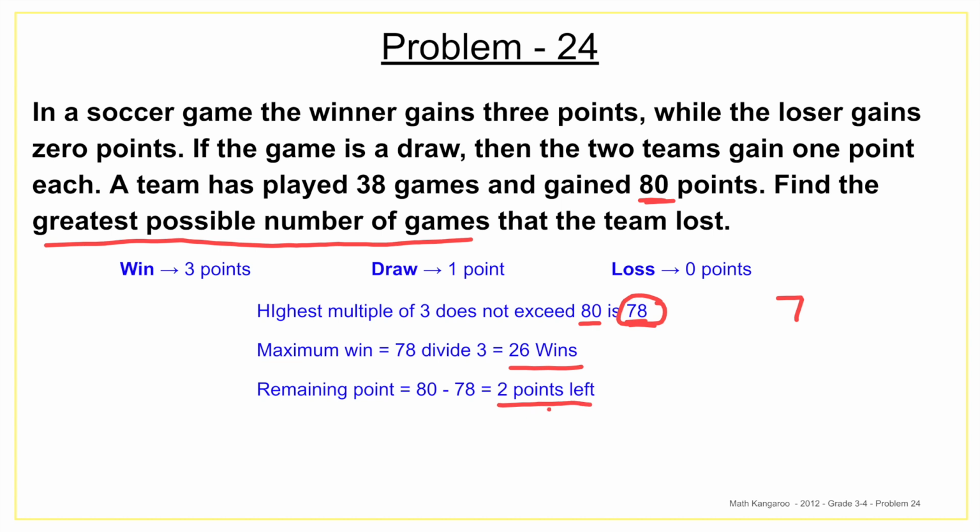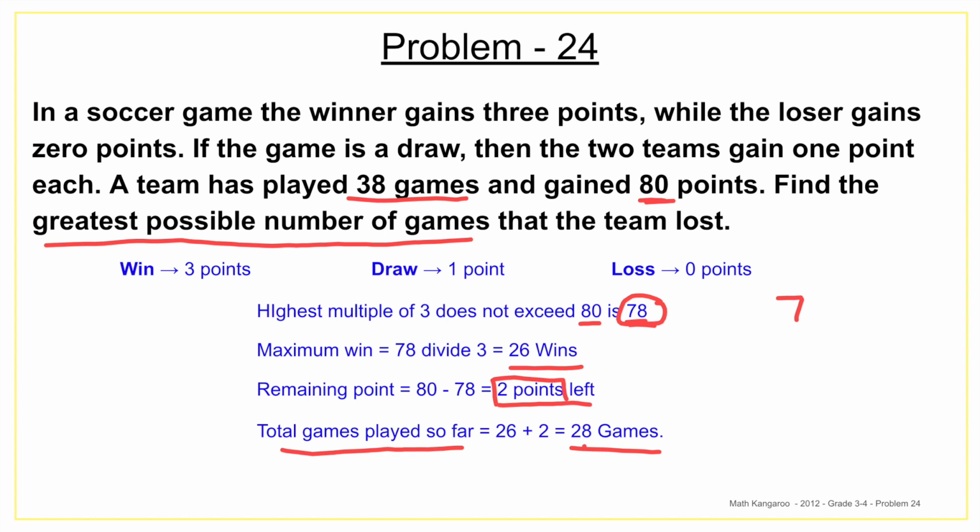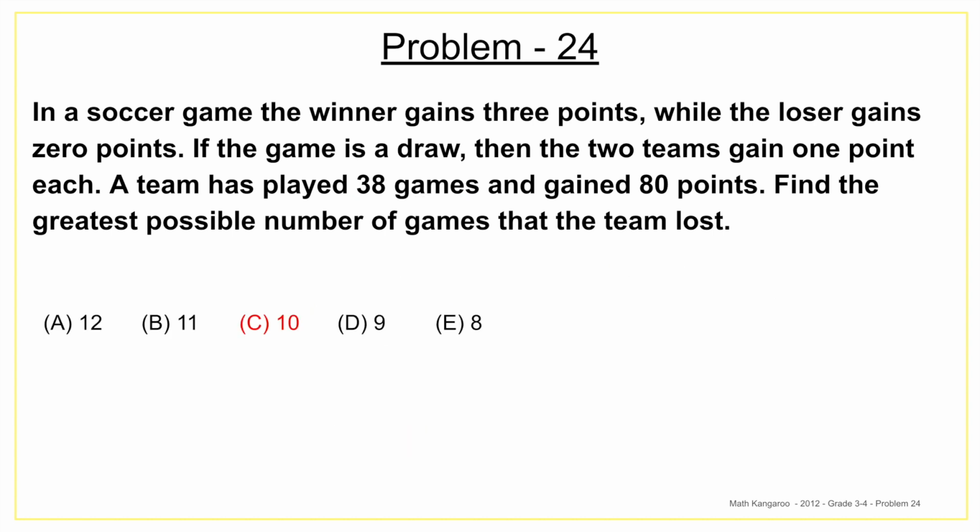So we add the 2 draws to the 26 wins, and we get 26 plus 2, 28 games. So we have the wins, we have the draws, the 2 points from draws, and now we have to find the lost games. So we have 38 games in total. Win plus draw gives us 28 games. So how many left? 38 minus 28 gives us 10. So we have 10 lost games. And our answer is option C, 10.